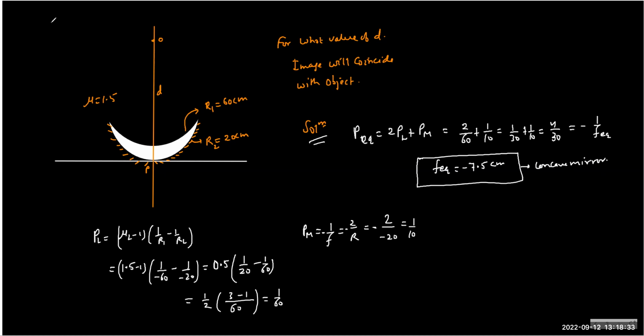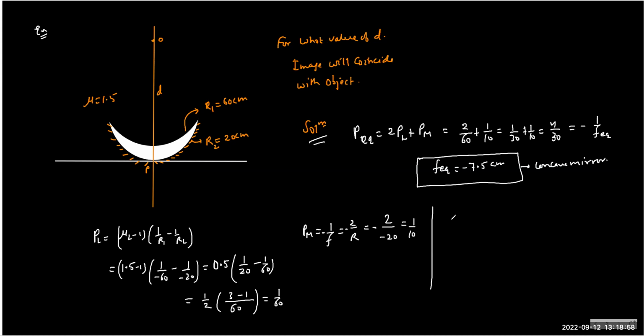So the equivalent system will act as a concave mirror. And because the equivalent system will act as a concave mirror, to form the image back at the object, what is the rule? You can directly answer. It is at the center of curvature, isn't it? So when the object is at the center of curvature, then only the image is formed at the same place, 2f.